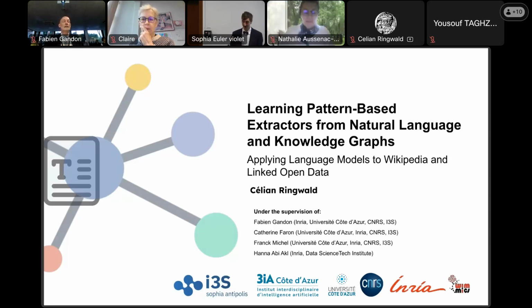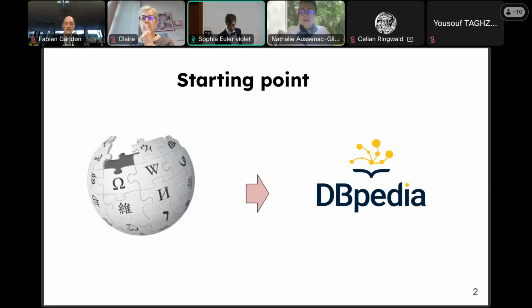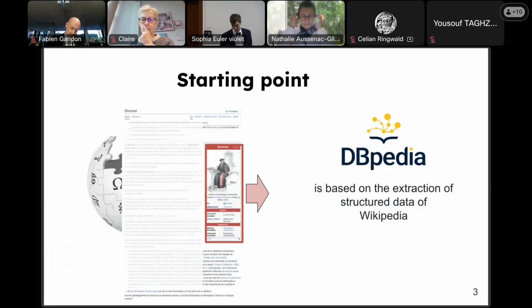So today we present my PhD thesis, Learning Pattern-Based Relation Extraction from Natural Language on Knowledge Graph. Before introducing my topic, I need to discuss what DBpedia is. So DBpedia, quickly, that's where I started my work here at INRIA. That is an open general purpose knowledge graph built on top of Wikipedia.